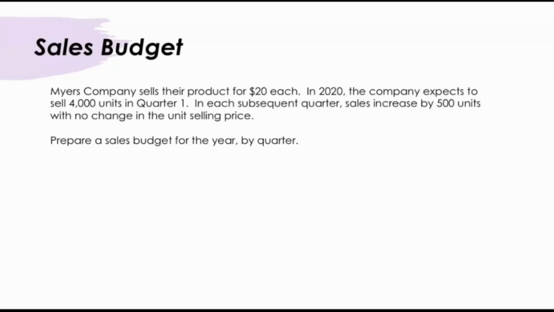This is the first example for sales budget. Myers Company sells their product for $20 each. In 2020, the company expects to sell 4,000 units in quarter 1. In each subsequent quarter, sales increase by 500 units with no change in the unit selling price. Prepare a sales budget for the year by quarter.